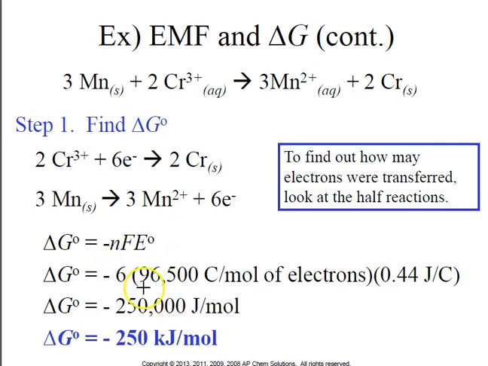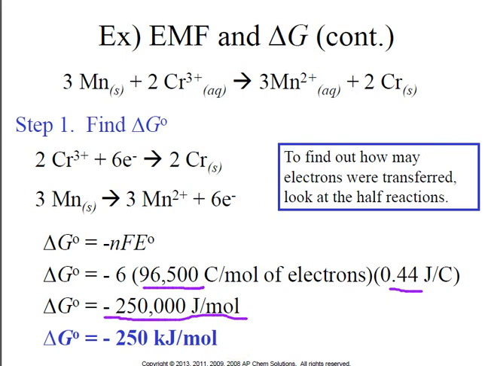Then we have our F value, which is always the same. And then our E value, or our voltage, which is joules per coulomb. Once we calculate that, we get a delta G value of negative 250,000 or negative 250 kilojoules per mole. All right, so that's how we calculate delta G.